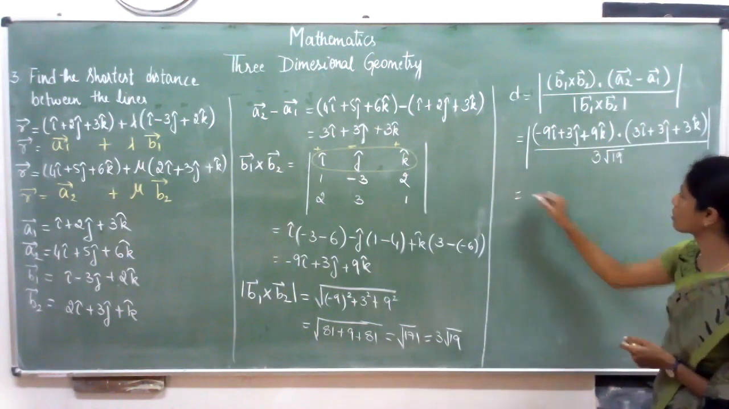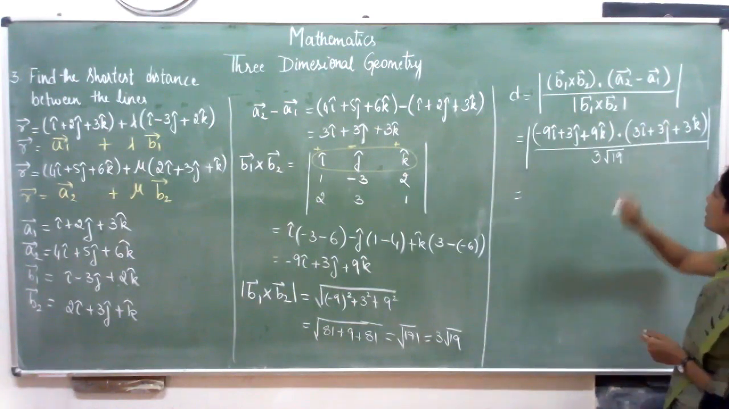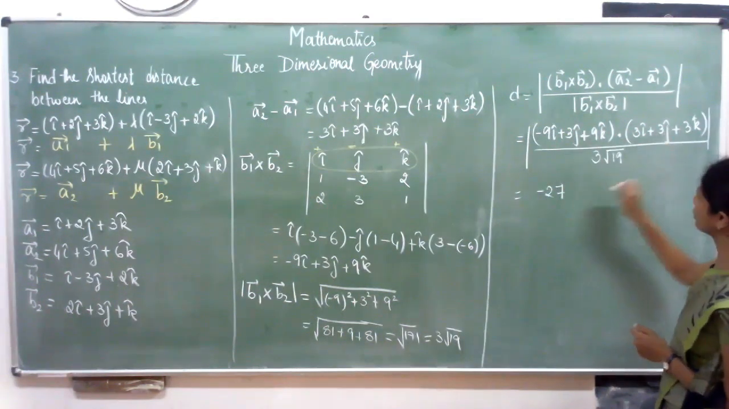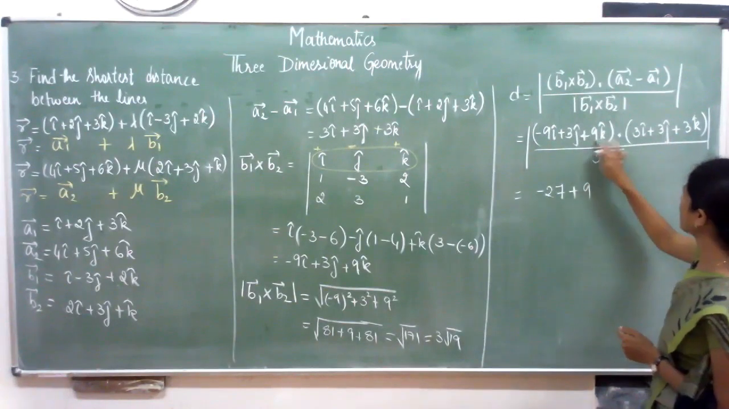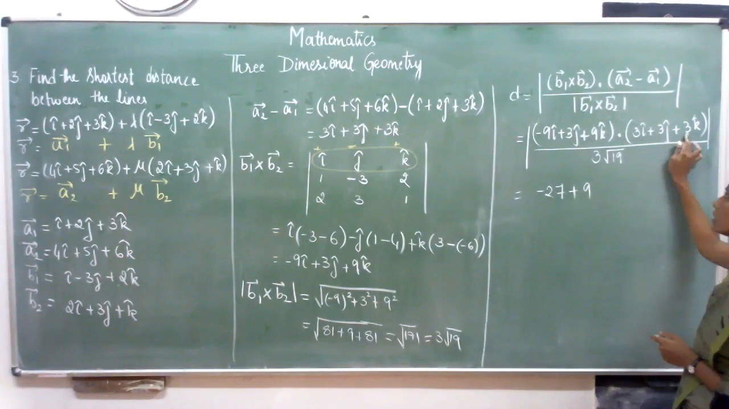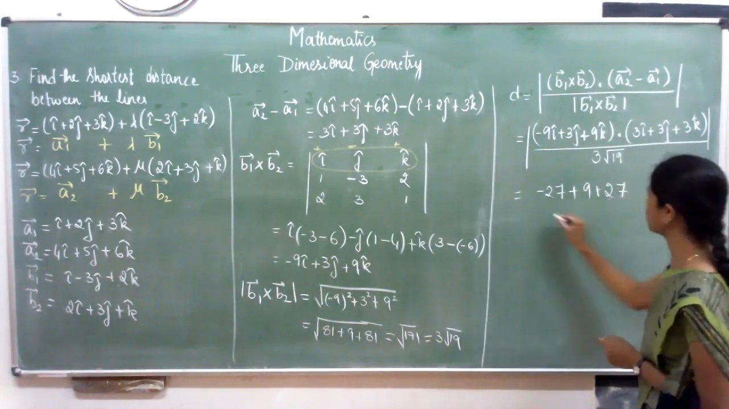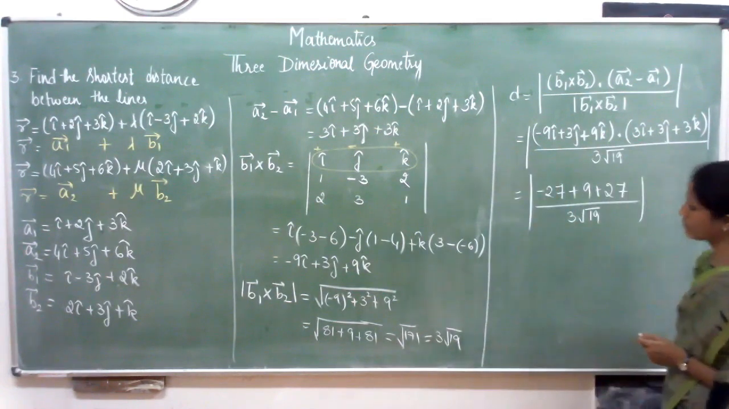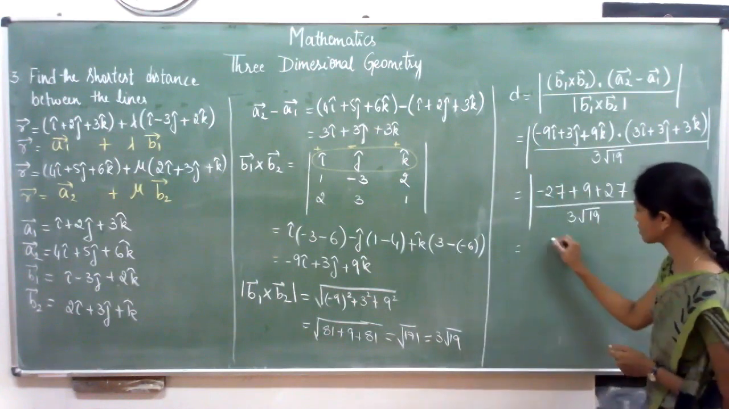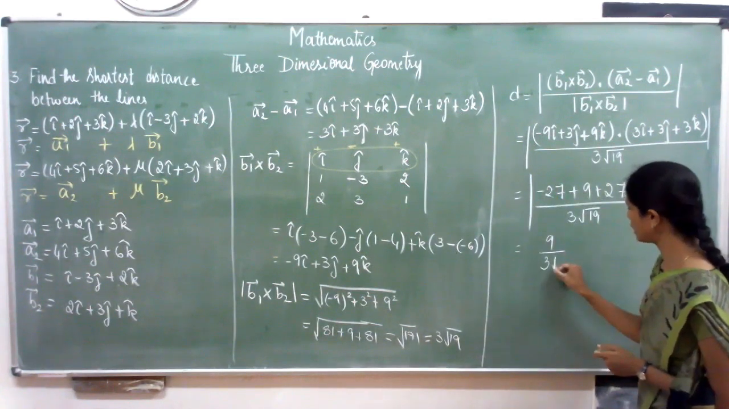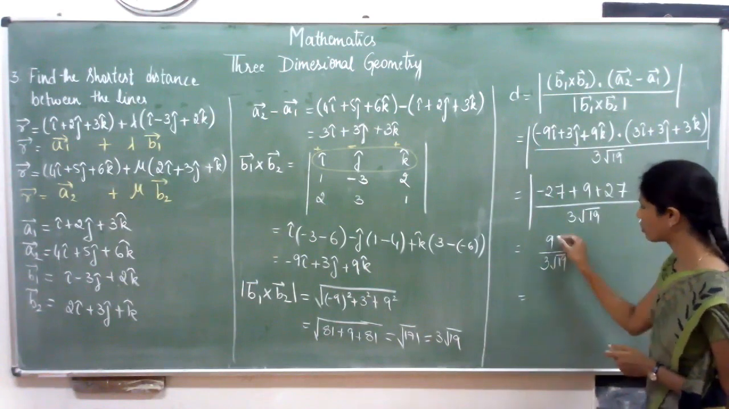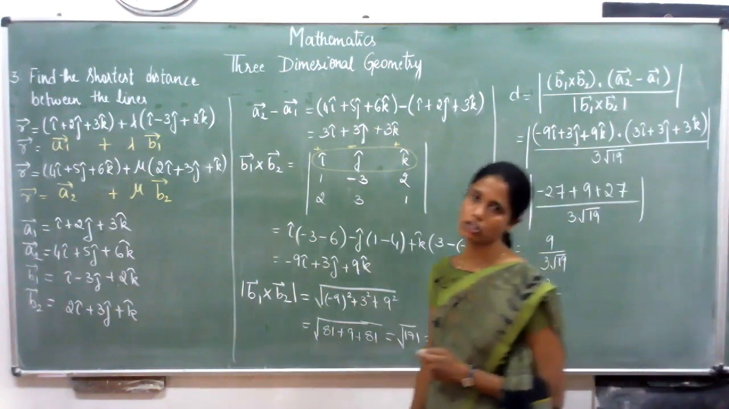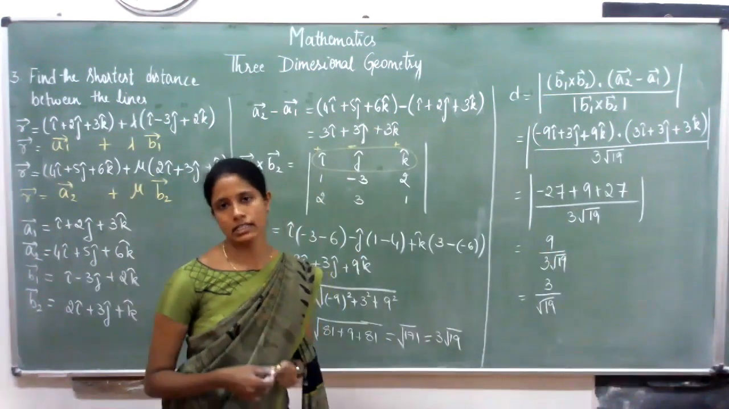Now let us find the dot product between these two vectors. Minus 9 into 3, it is minus 27, then 3 into 3 is plus 9, then 9 into 3, again it is plus 27, whole divided by 3 into root 19. So minus 27 plus 27 get cancelled, so we get 9 divided by 3 root 19, therefore simplifying this we get 3 by root 19 as the shortest distance between the given two lines.